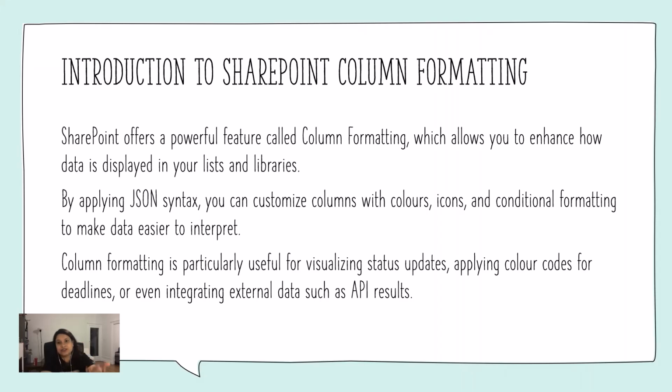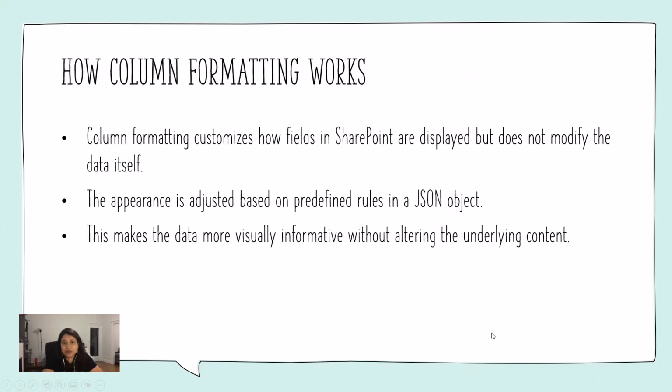I mean, it should be easy to know if some values are negative and some are positive. If it has a different color, you'll be able to see and understand it as soon as you look into it. And one of my personal favorites is you're able to call an external API. So the API can give you results and that you can display in your list. Cool, right? How it actually works is it doesn't modify your data.